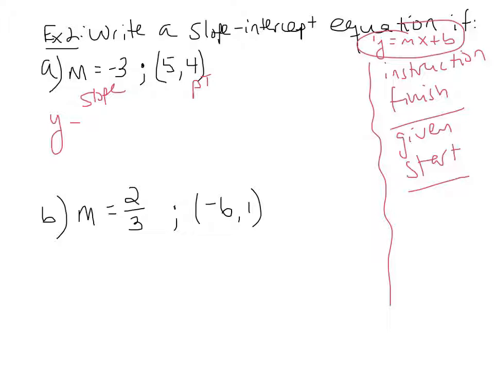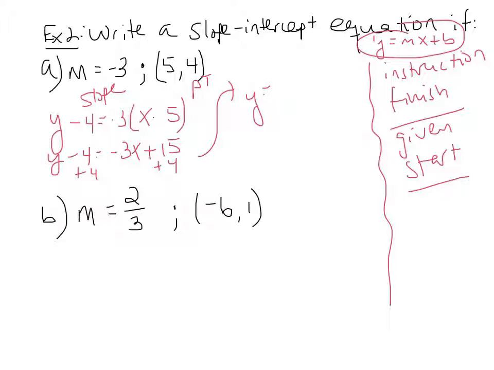So y minus y1 is 4, equals m times x minus x1. And unlike the previous example where we were done at this point, we have to transform this point-slope equation into a slope-intercept equation. To make it look like y equals mx plus b, we have to distribute the slope through the parentheses, and then we have to add 4 to both sides to get y equals negative 3x plus 19. And there we have a slope-intercept equation.